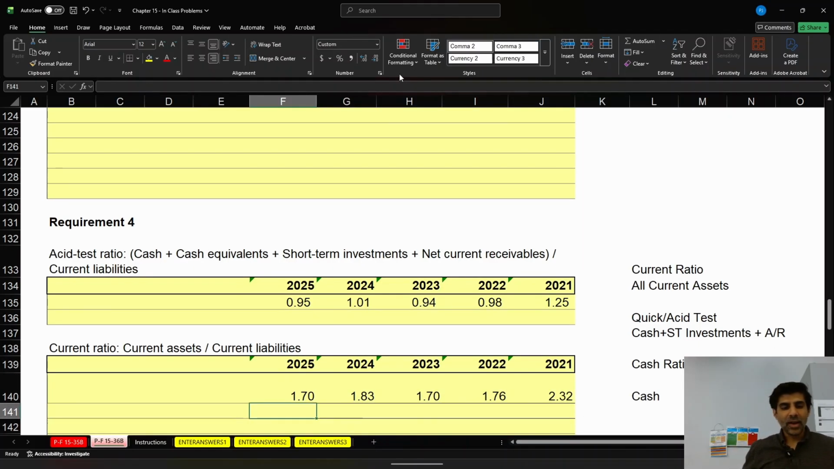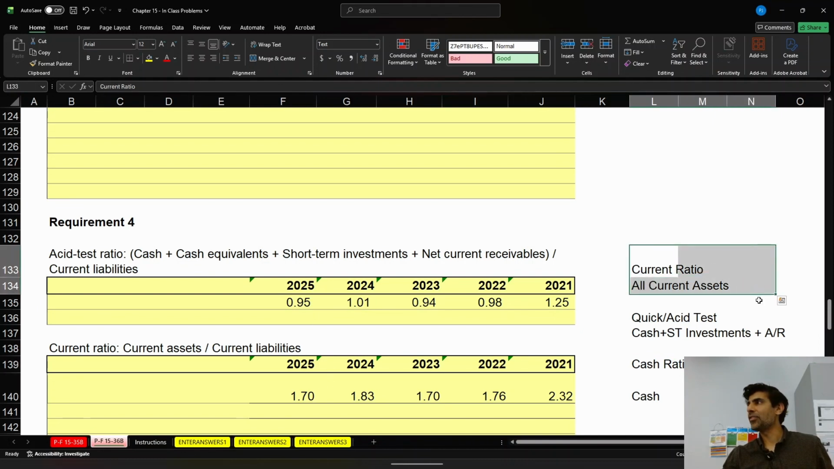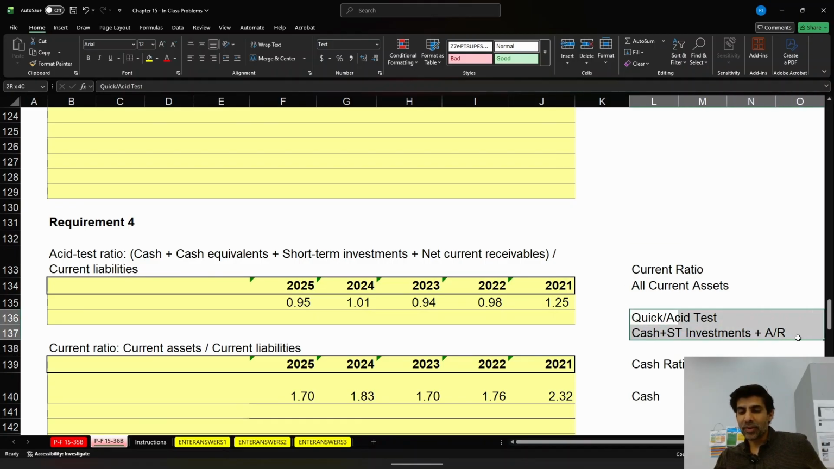And you can see it's always going to be higher. This is always going to be the highest current ratio. This is going to be second highest, and this is going to be lowest. You can see that reflected here because this is the most aggressive, meaning you assume all your current assets are available to pay off your current liabilities. This one assumes that only the most liquid are, and this is obviously the most liquid, which is cash.